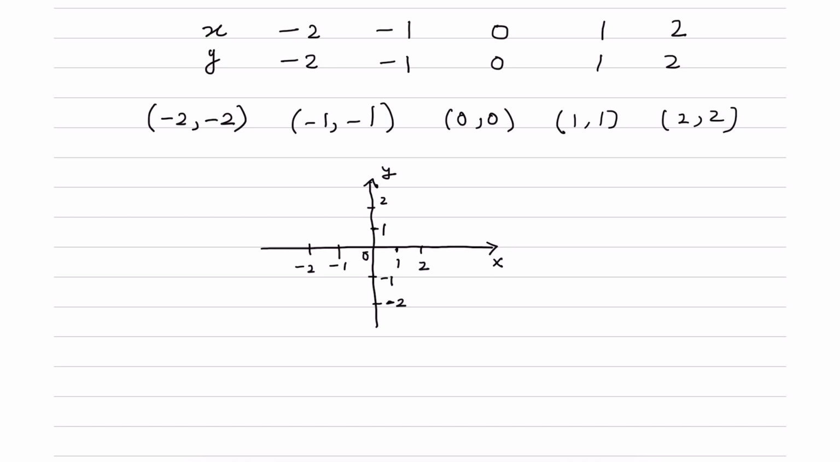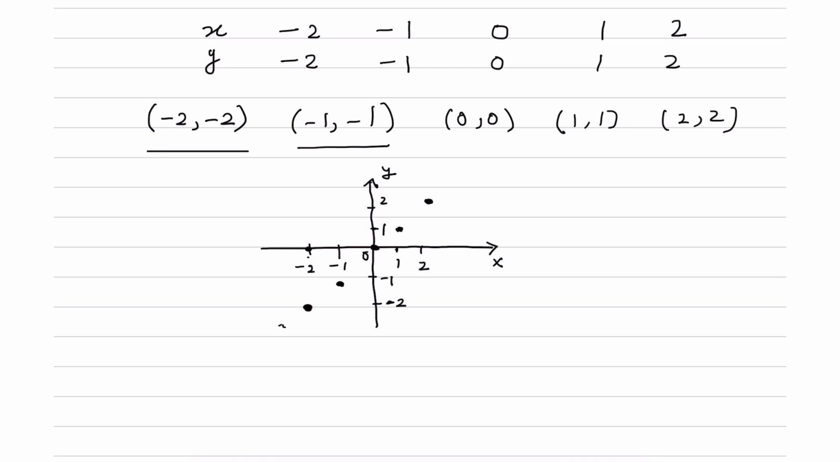Now let's say we have to plot this point (-2, -2). The first -2 is on the x-axis, so it is here, and the second -2 is on the y-axis, so on the y-axis we will come down here, so it is this point. So this is the point corresponding to (-2, -2). The same way we locate the point (-1, -1). This point is here, (0, 0) is here, (1, 1) here, (2, 2) here.